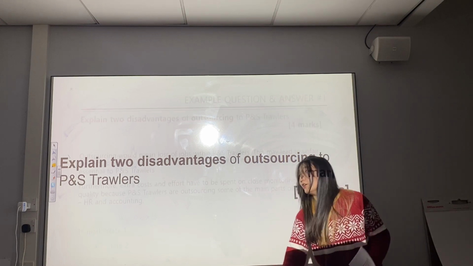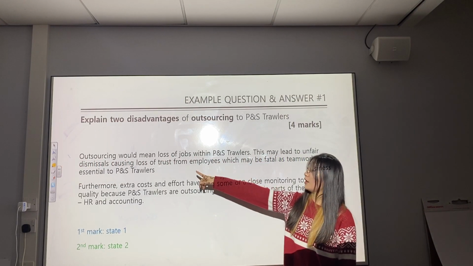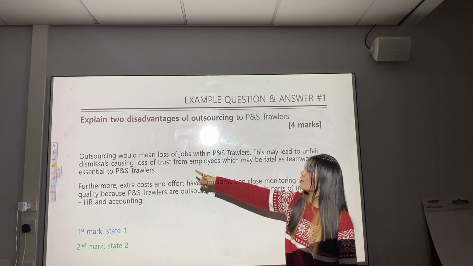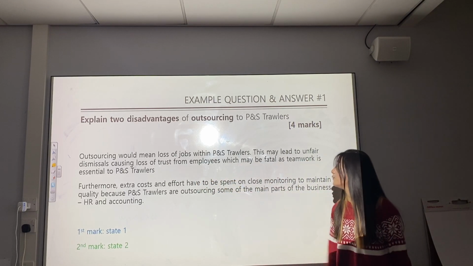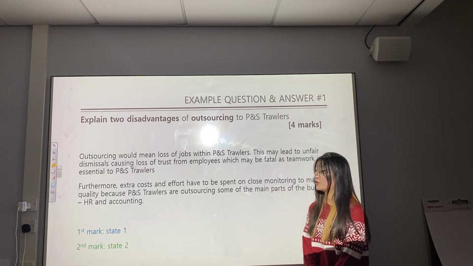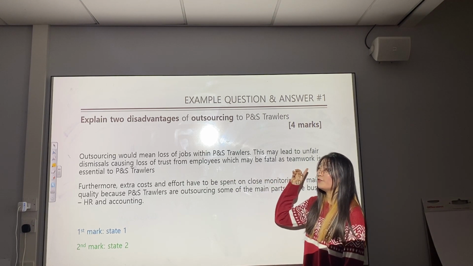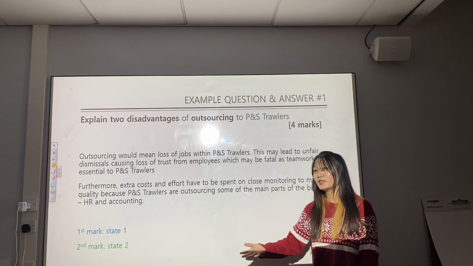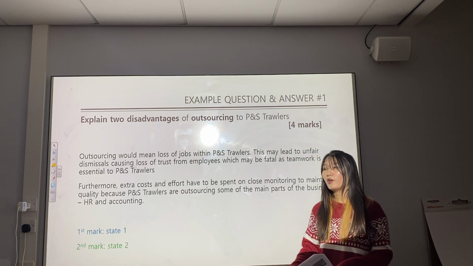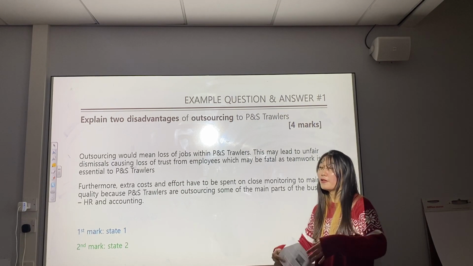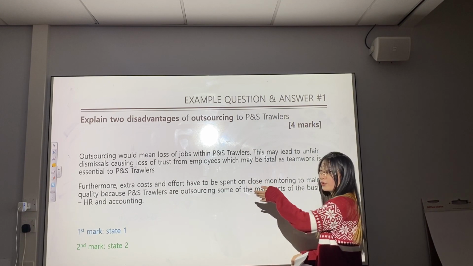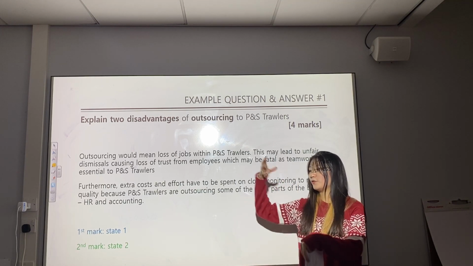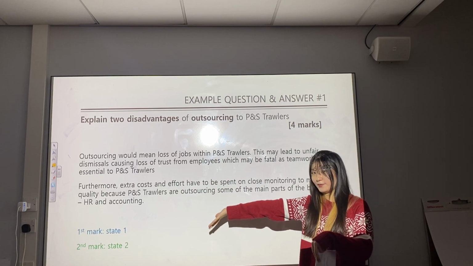So an example answer could be, outsourcing would mean loss of jobs within the P&S Trawlers. This may lead to unfair dismissals, causing loss of trust from employees, which may be fatal as teamwork is essential to P&S Trawlers. So, if P&S Trawlers considers more outsourcing, this means people already working in the HR sector of the P&S Trawlers are going to lose their jobs because they're going to outsource that part of the business to an external business.